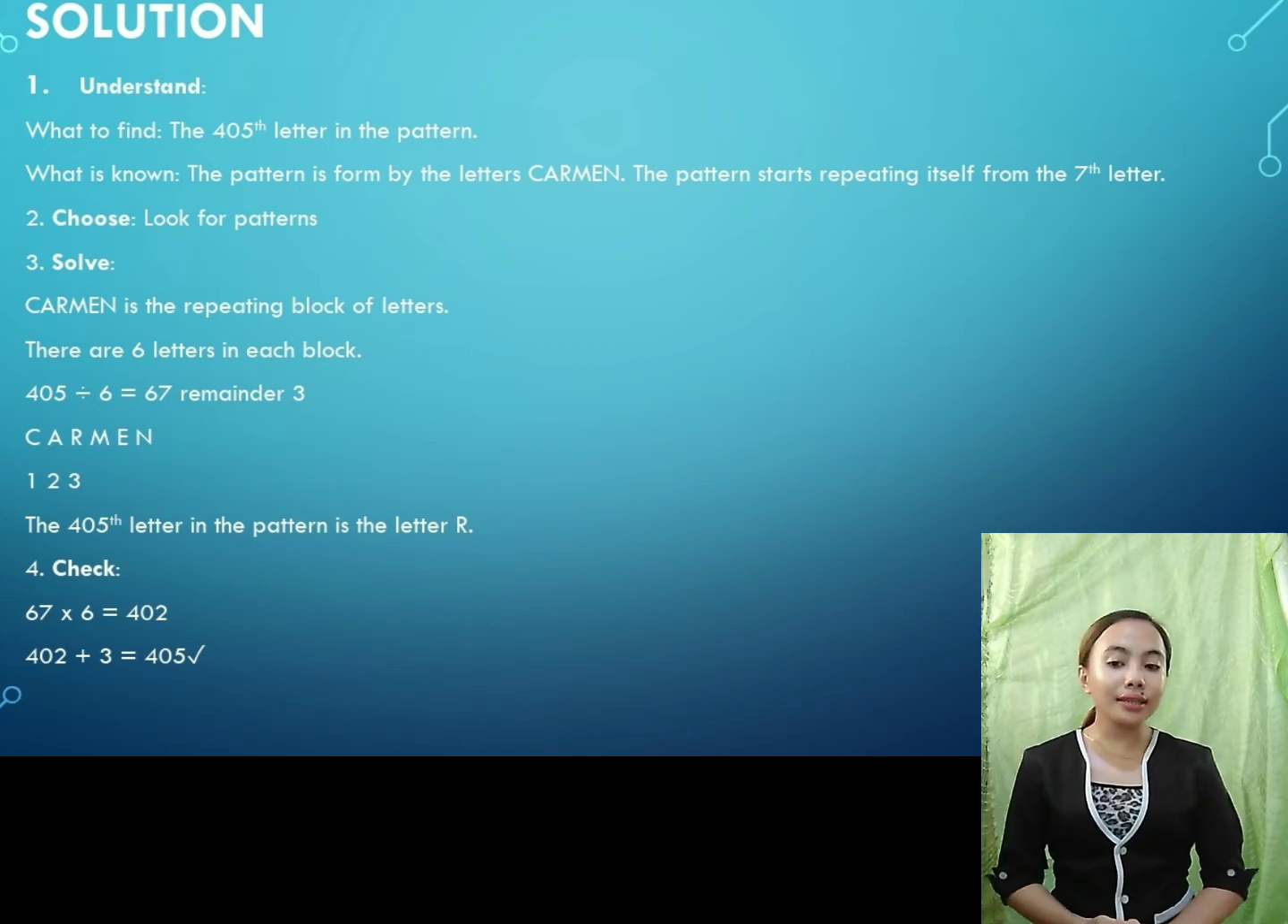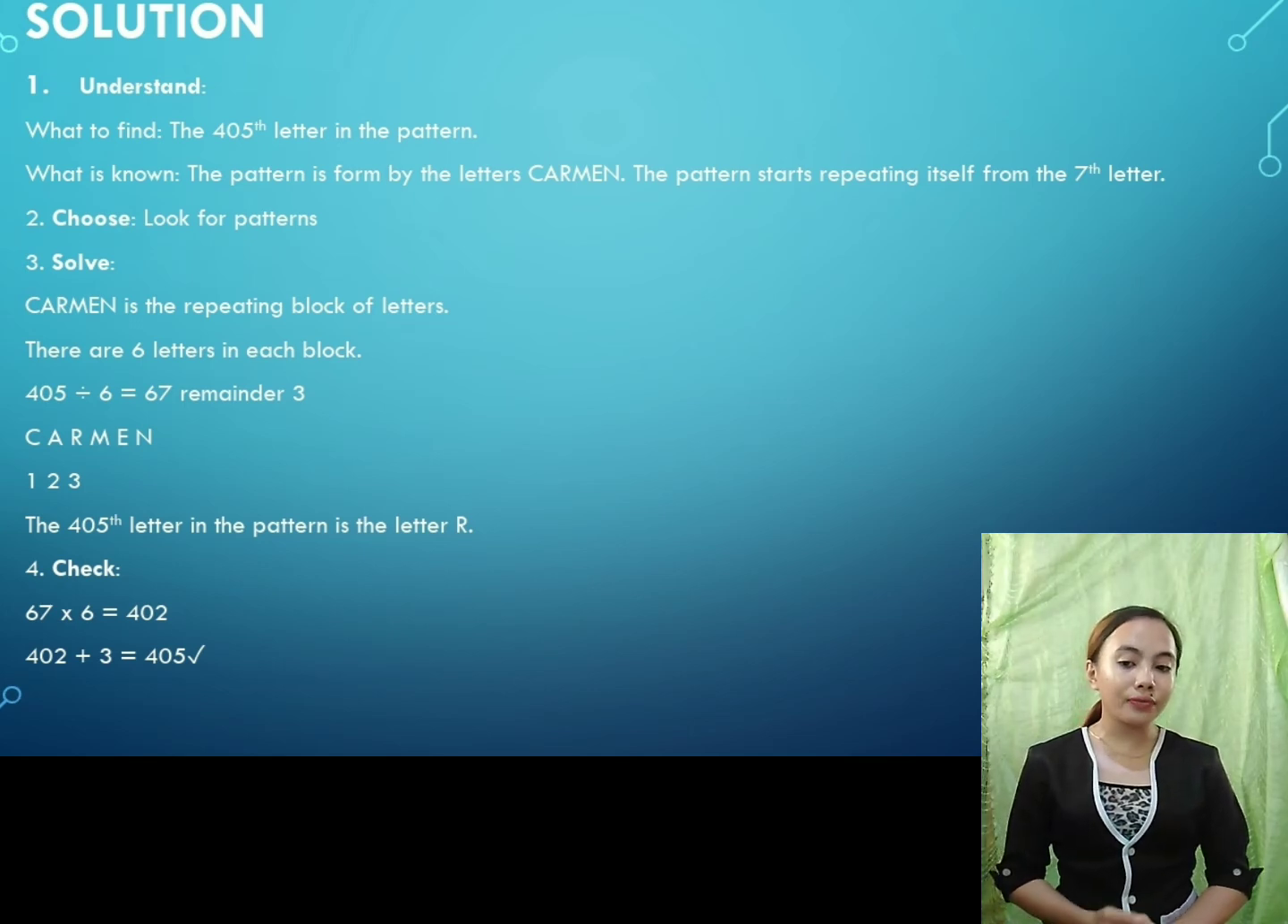So the word is Carmen. We count 1 to 3. So the letter R is the 405th letter in the pattern. Fourth is check. We need to check if our answer is correct or not. How many letters are there in 67 blocks of Carmen? We have 67 times 6 equals 402. Did I count to the 405th letter? We have 402 plus 3 equals 405. So the answer is correct.